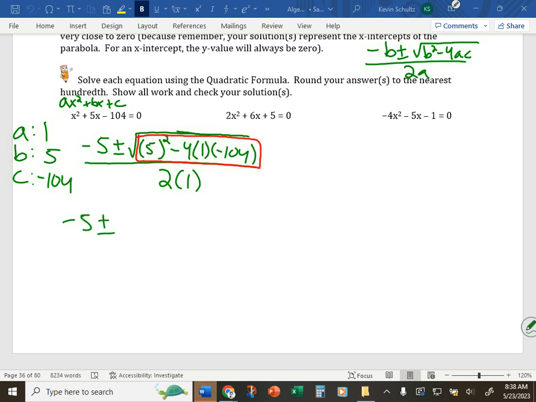So negative 5 plus or minus the square root. Go ahead and calculate 5 squared minus 4 times 1 times negative 104. What do we get? Yes, Andrea. It ends up being 25 plus 4, 16. Yes, because this is separated, so you multiply those three things, then add 25 to it. What do we come up with? What is the answer?